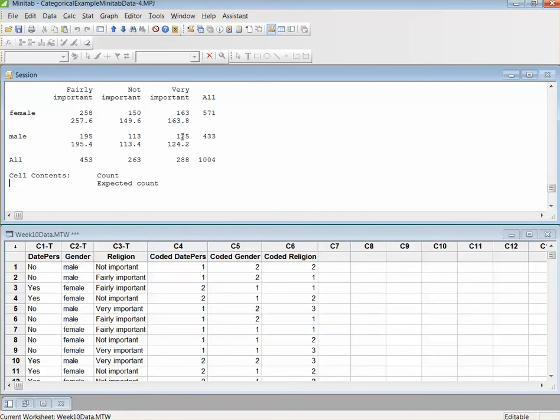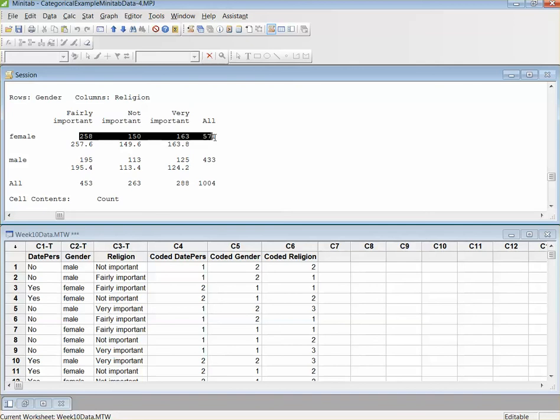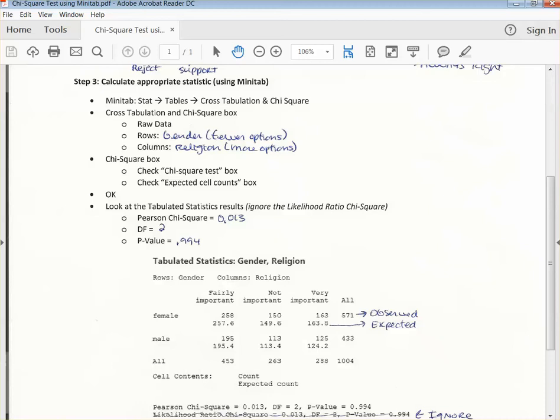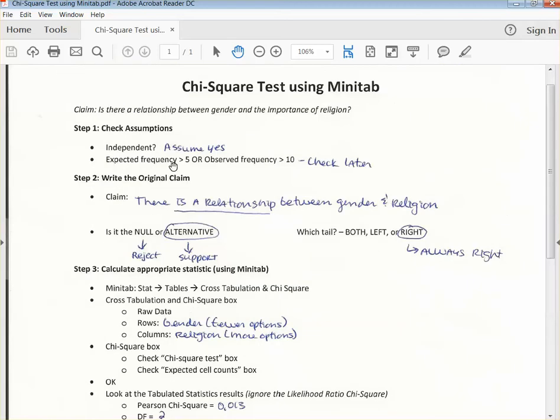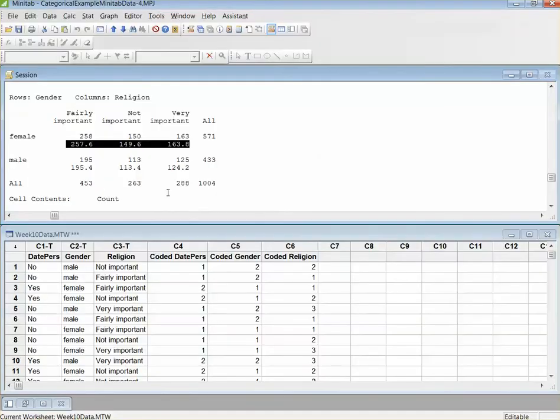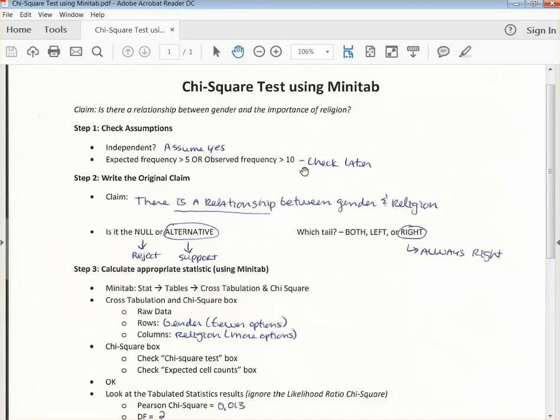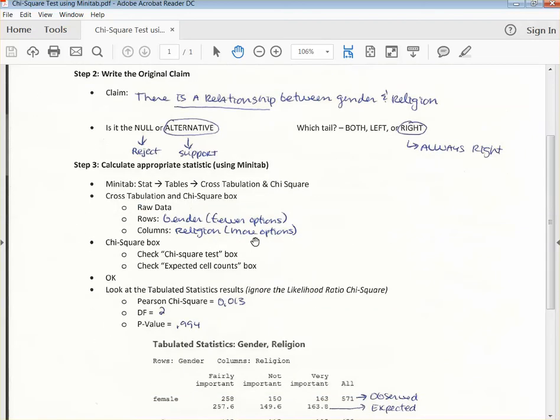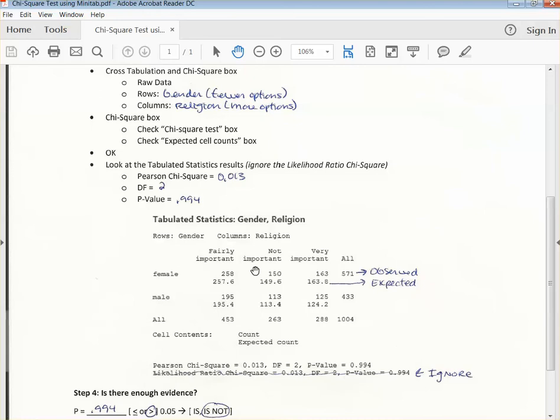So what are we checking here? This is our observed, and here are our expected. If you remember from our handout, we want to know, are our expected frequencies greater than 5? Let's make sure all of our expected frequencies are greater than 5. Yep. Are these greater than 5? Yep. Okay, so we're good to go. We met this criteria, so all of our assumptions are good. Even though we're down here, we met those.